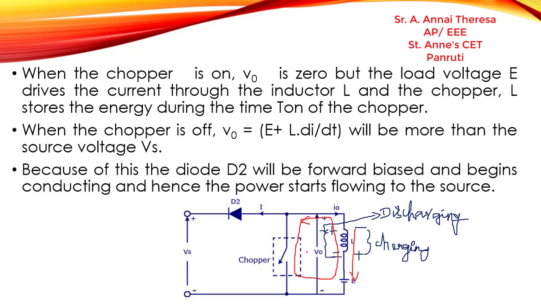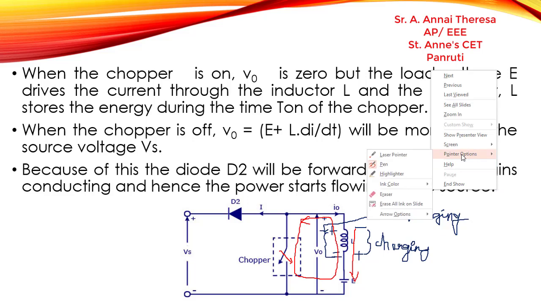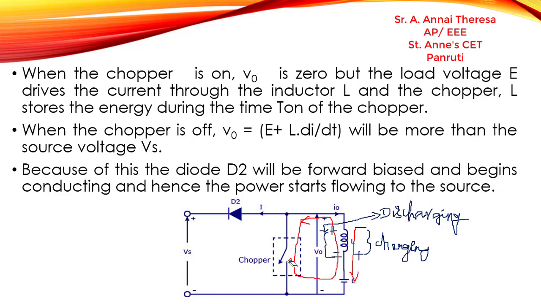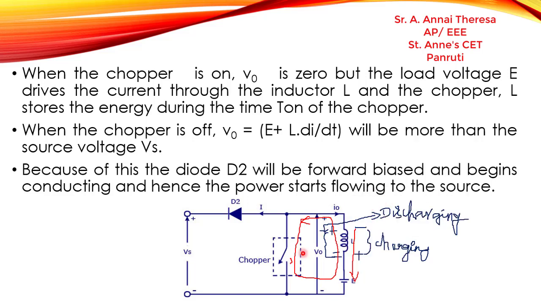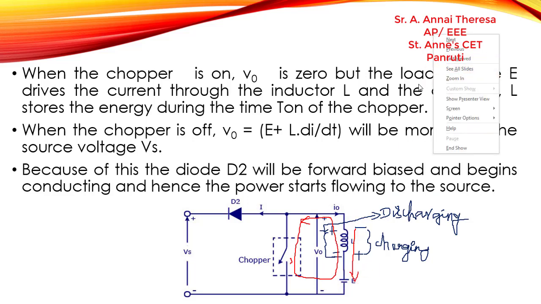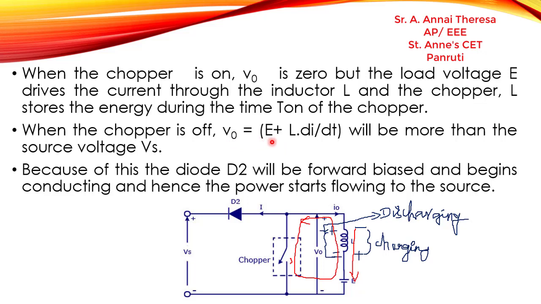First we saw the condition when the switch is on. Now we are going to see when the switch is off, that is, when the switch is open. What will happen? At this condition, the voltage across this load, V0, is equal to this battery voltage plus the voltage across this inductor, that is E plus L into di by dt, because the current changes with respect to time.